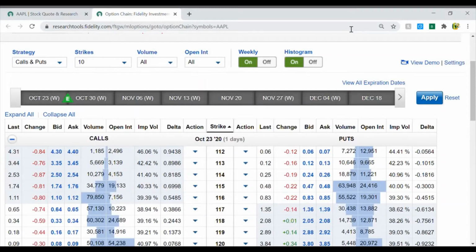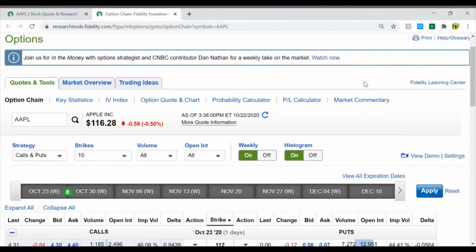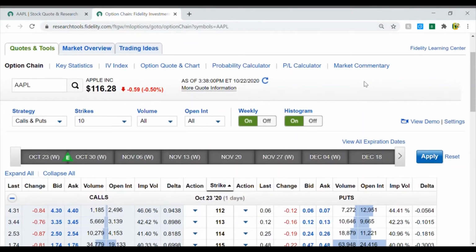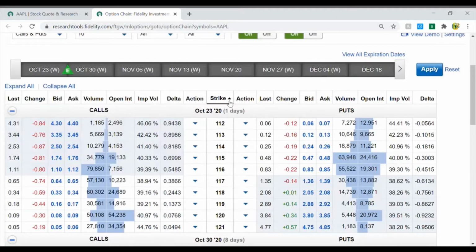I give investment how-tos and information in under 3 minutes. Today I'm going to talk about how to read a Fidelity option chain. I'm going to take you through what the columns represent here, as well as how to navigate on the page. I'm going to start off with the strike price.